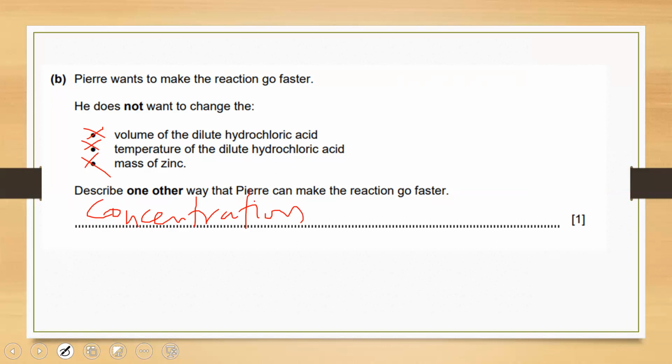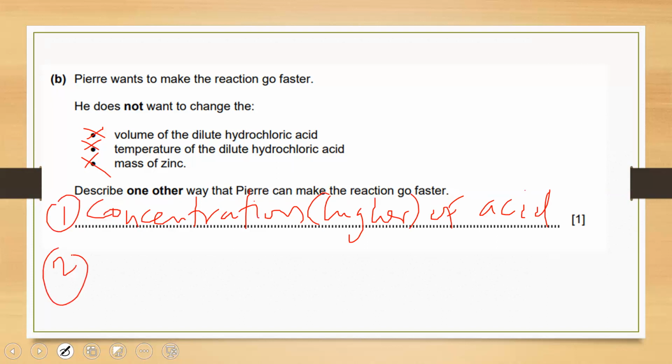Higher concentration of acid. If I increase the concentration, then it means there'll be more particles of the acid present, and then there will be a faster reaction because there'll be more collisions. Another thing I can do is that I know the nature of reactants can also increase the rate of reaction by increasing the surface area. That's what I can do.